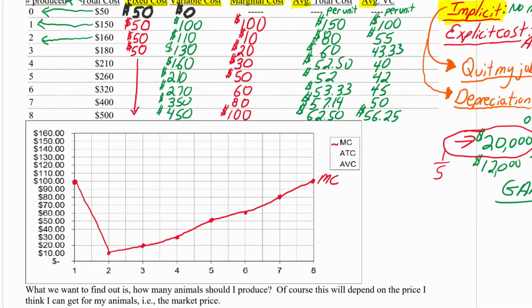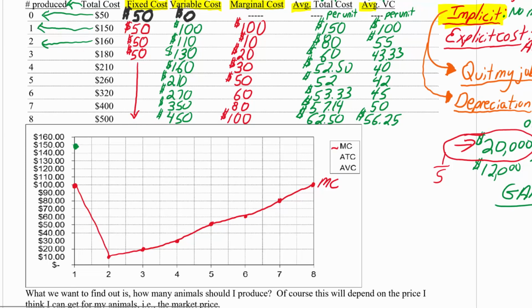Now let's graph the average total cost. I'll do that in green. 150, 80. We're going to be approximate here for some of these where we can't see exactly where to put the dot, but we don't want to be too sloppy. 52.50 for 4, 52 for 5, 53.33 for 6, 57.14, and 62.50. And connect those dots.